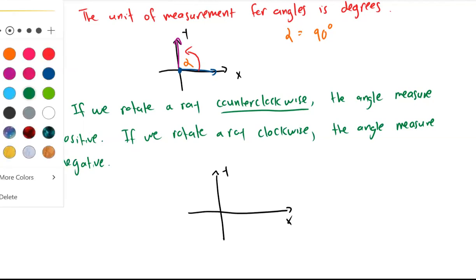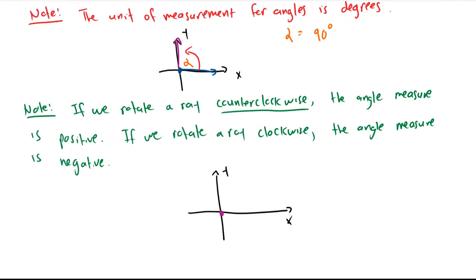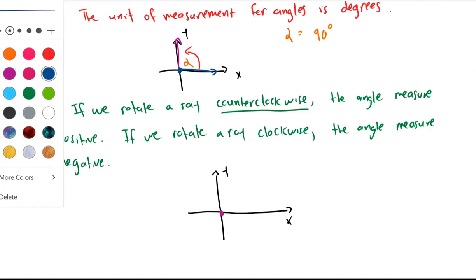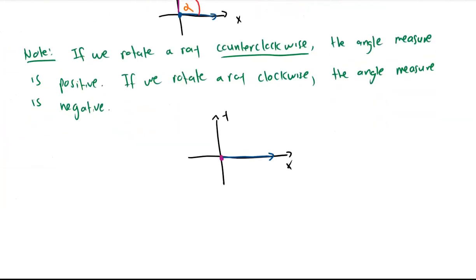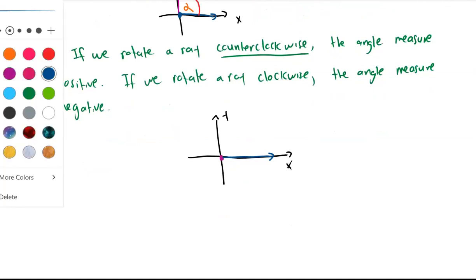The vertex is at the origin. The initial side is on the positive x-axis. And now I'm going to rotate in the clockwise direction, so following the direction in which a clock moves. So now I'm rotating this way.